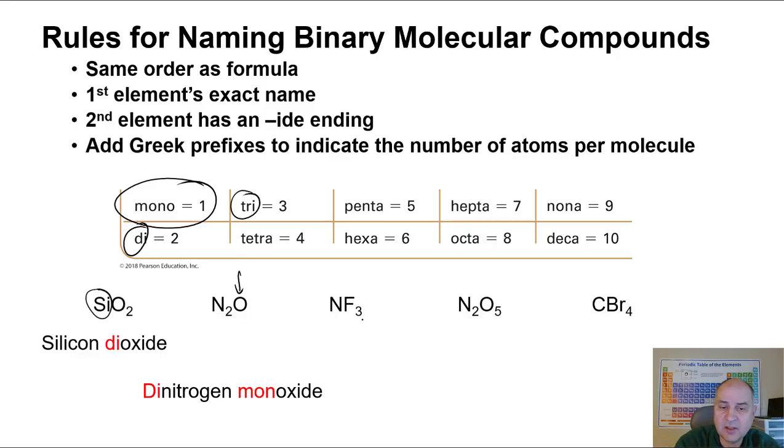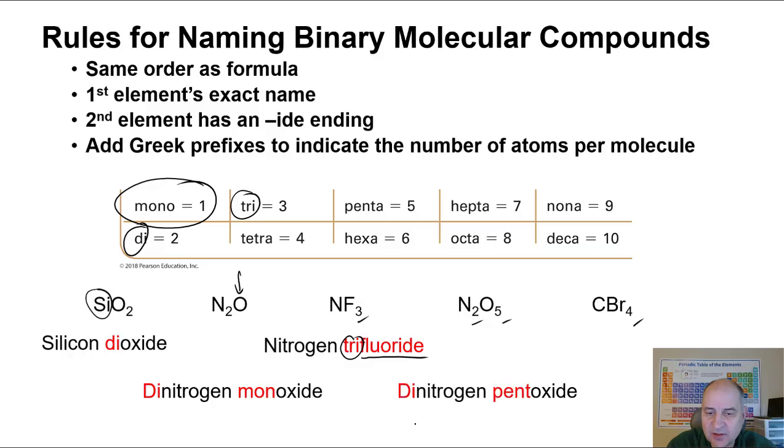Now I tried to get one in of each of these, like 2, 5, 4, 6. You might get to see 7 and 8, but you're not going to get to see those. You don't have to memorize those. Just mono, di, tri, tetra, penta, and hexa. So the next one here is nitrogen and then fluoride. I didn't mean to highlight this in red, but that's okay. So tri is for 3. Here we have nitrogen oxide, and the two prefixes are di and penta. And then finally I have carbon and bromine, and 4 is tetra, so carbon tetrabromide.